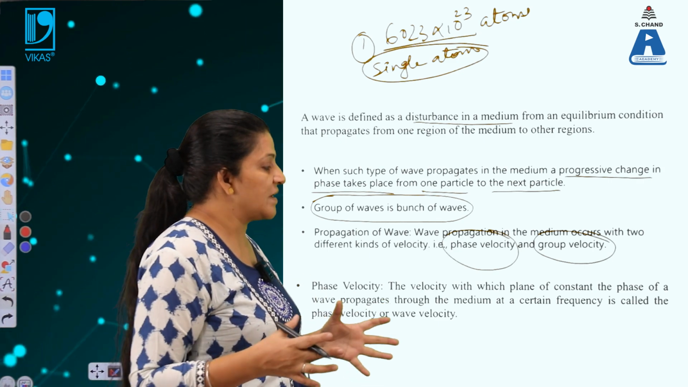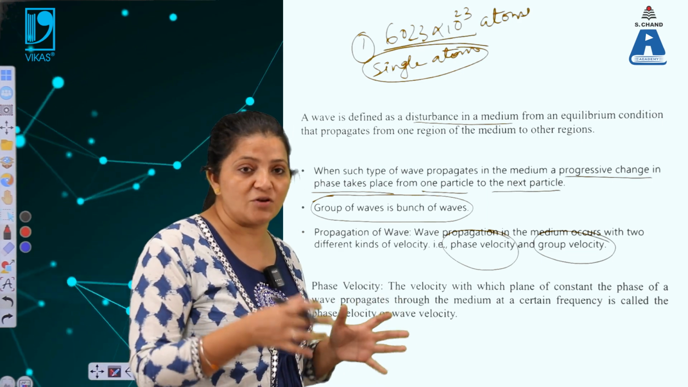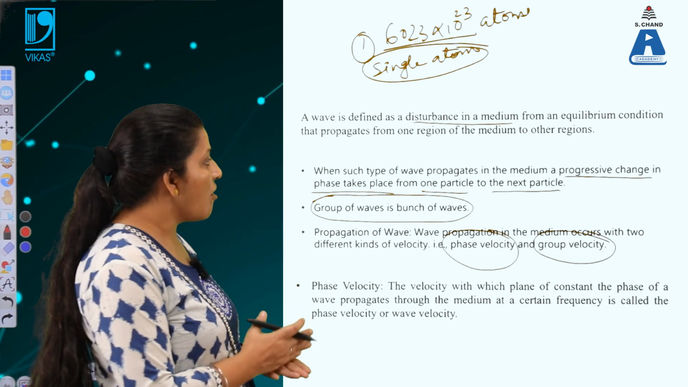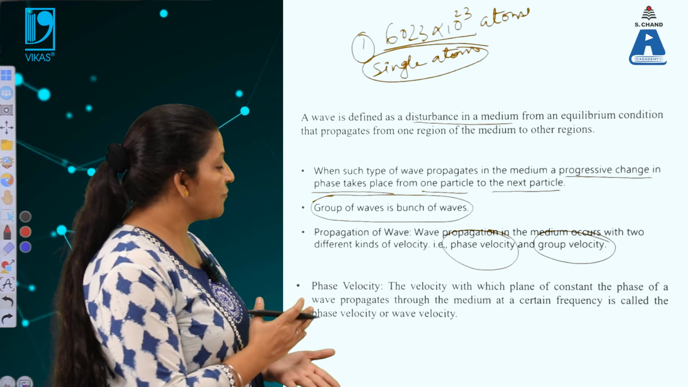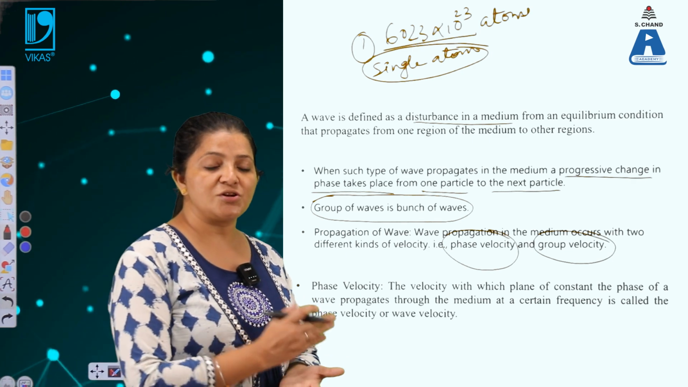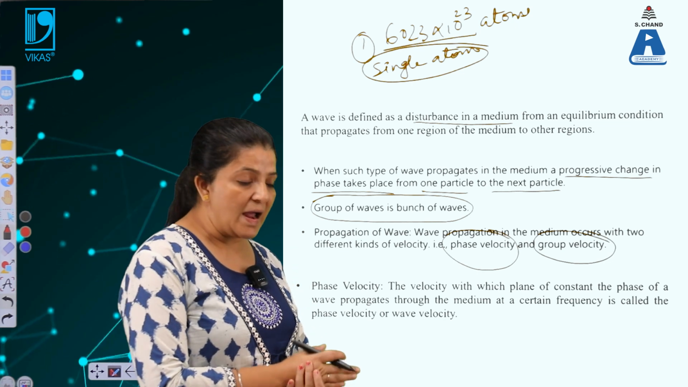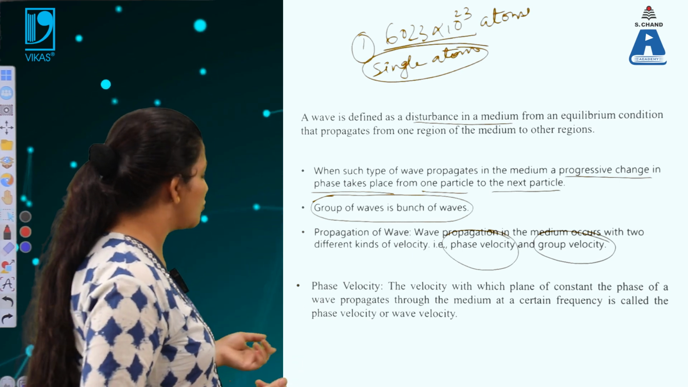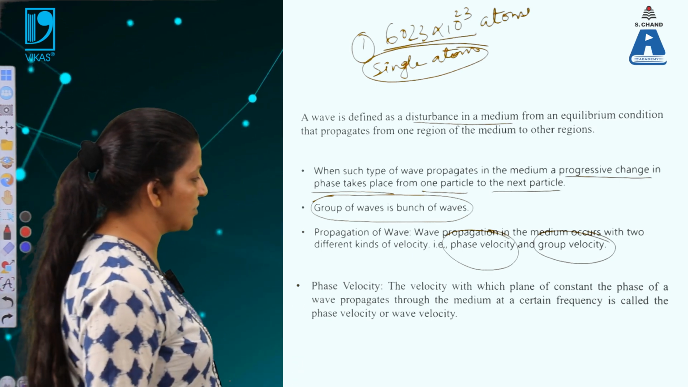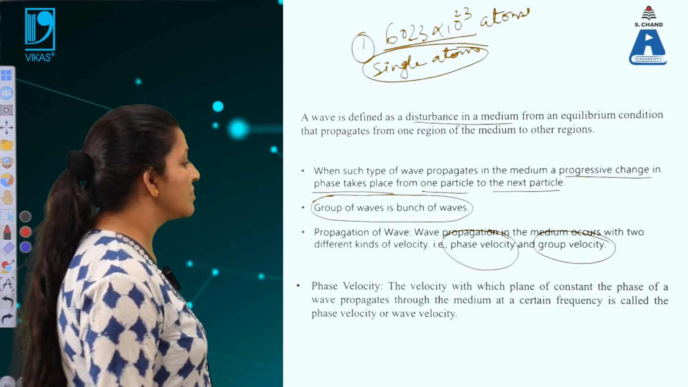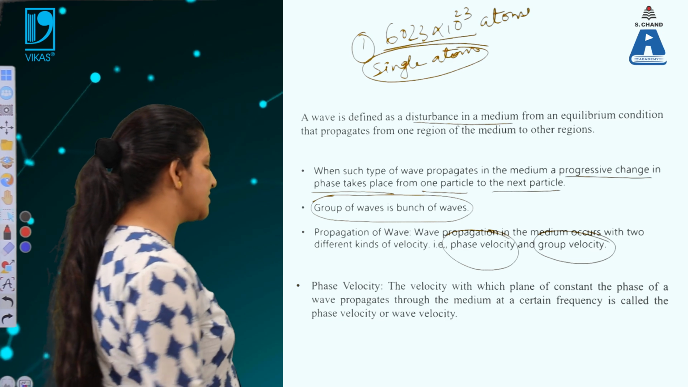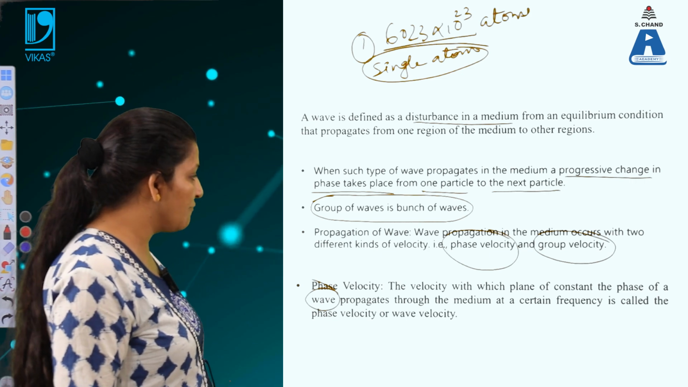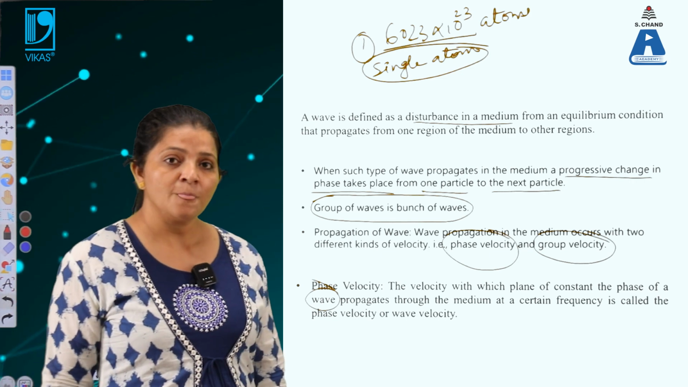The group velocity is a combined velocity of all the phase velocities. There are a large number of atoms present, and we summarize the velocities from all the atoms. For single atoms, the associated velocity is called the phase velocity, and when we sum all these velocities, they turn into the group velocity. The phase velocity is defined as the velocity with which a plane of constant phase of a wave propagates. That is the velocity of a single wave propagating through the medium at a certain frequency, called phase velocity or wave velocity.